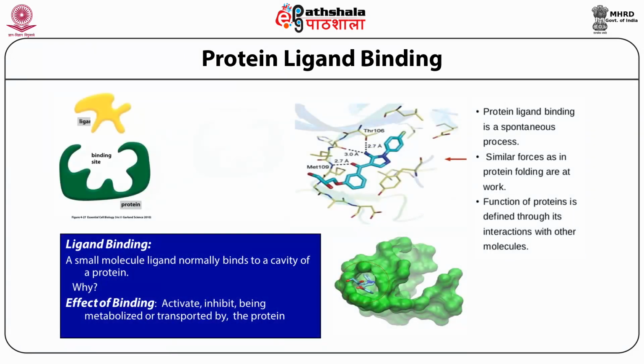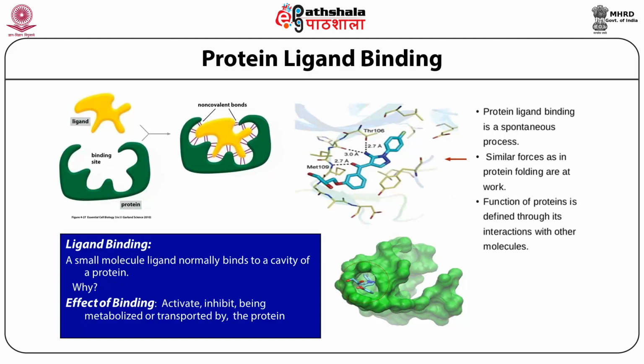Here I try to show some types of protein ligand interactions. You can see here the ligand is a small molecule which can bind to the specific binding site present on the receptor and is stabilized by a variety of non-covalent forces, including hydrogen bonds, electrostatic interactions, and van der Waals interactions. The ligand can bind to the cavity of a protein, and that can either activate or inhibit the corresponding biological functions. Protein ligand binding is a spontaneous process, and similar forces as in protein folding are at work.